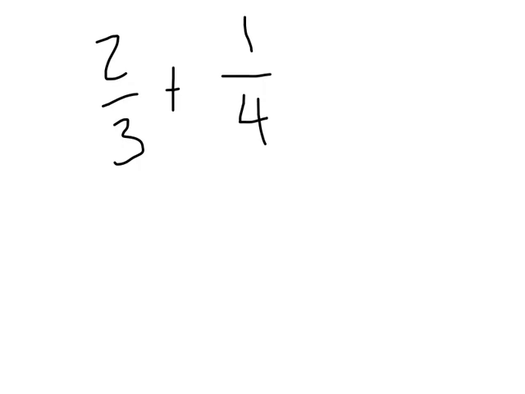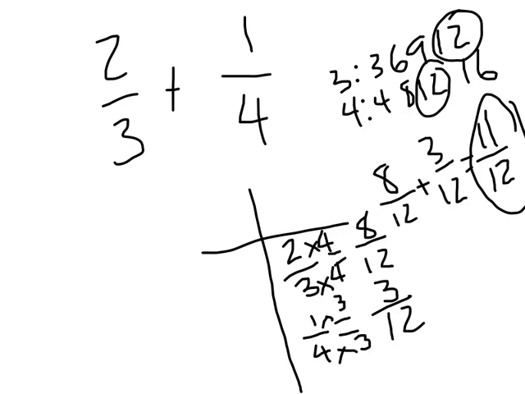Now you try one. What's 2/3 plus 1/4? Show all your work and enter your answer as a fraction in simplest form. When I add 2/3 plus 1/4, the least common denominator is 12. 2/3 is equal to 8 over 12. 1/4 is equal to 3 over 12. When I add 8/12 plus 3/12, I get 11/12.